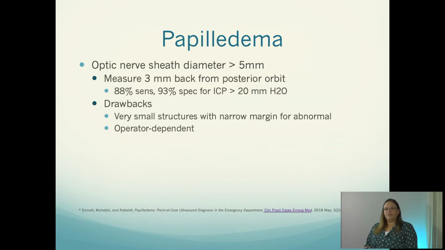The next thing we're looking for is an optic nerve sheath diameter greater than 5 millimeters. And you're going to measure the diameter 3 millimeters posterior to the retina. And this has about an 88% sensitivity, 93% specificity for an intracranial pressure over 20 millimeters of water. And again, the drawbacks are that these are very small structures with very narrow margins for normal versus abnormal.